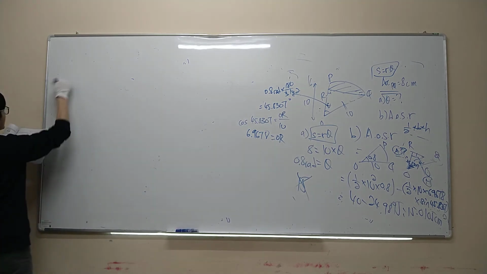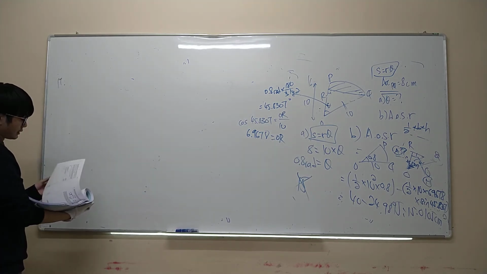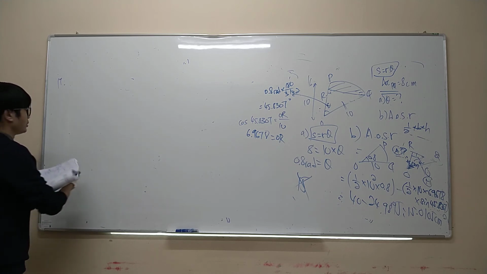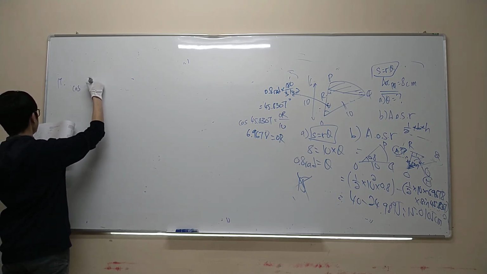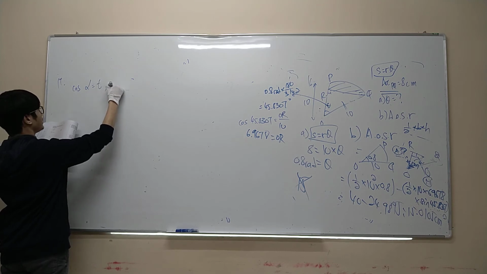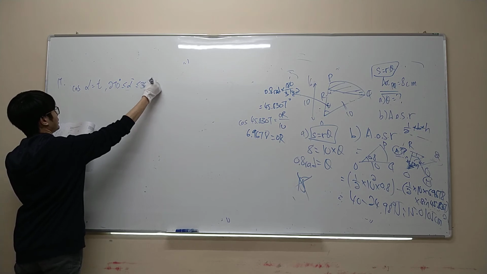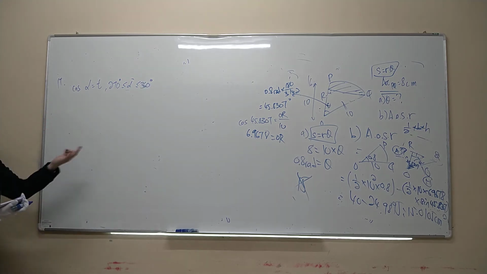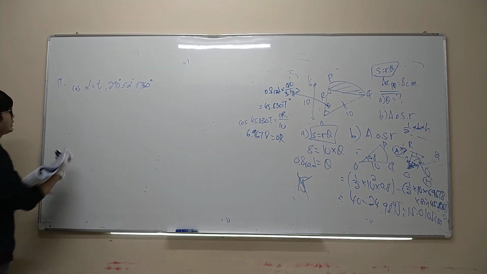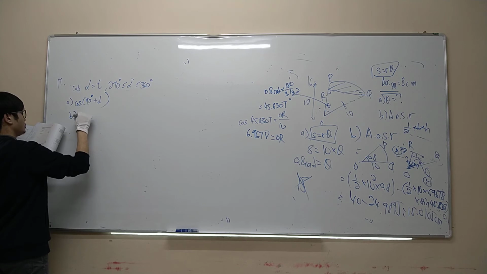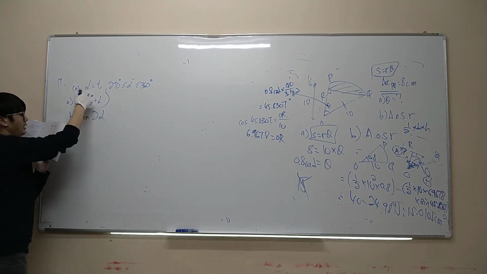Number 17. 17 is trigo. This one is almost every year. This is like the 3rd time I explained this already. So A is actually cos of 90 plus alpha. B is tangent of alpha. This is alpha.